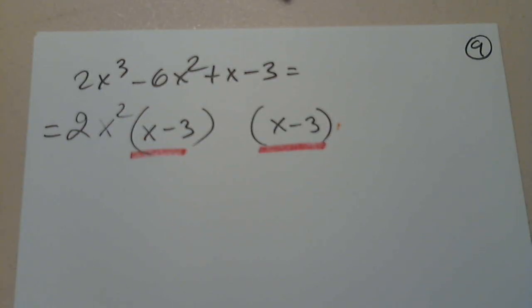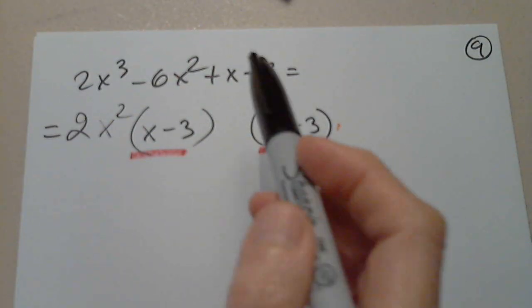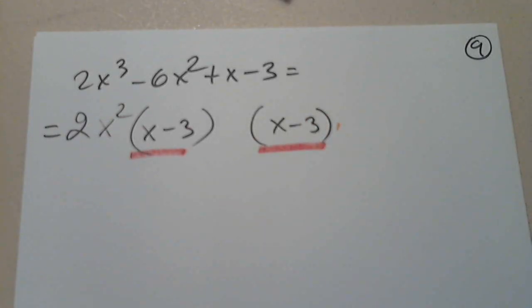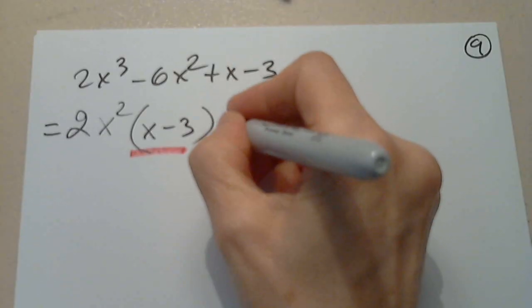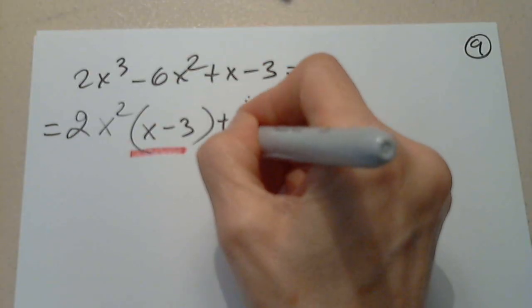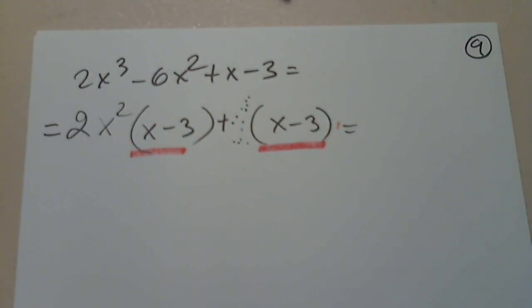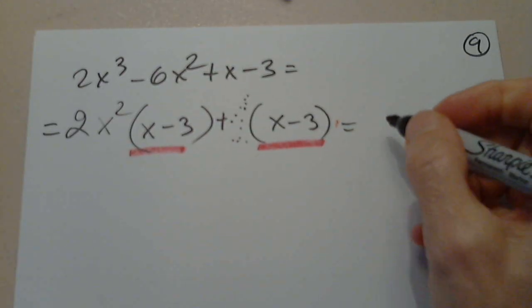Anybody, what could it be? What times x is x? What times -3 is -3? 1. Exactly. That's all there is. Positive. Good. By inspection, what is the common factor that screams at us that I have to pull out?